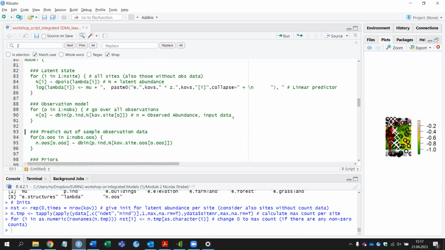And then with that part of code, we predict the out of sample observation data. So we go over all data that we have excluded. And for these, we predict small n, based on the estimated detection probability and the estimated true abundance from here. So this line and this line are basically equivalent, but that one here doesn't enter the model as data.